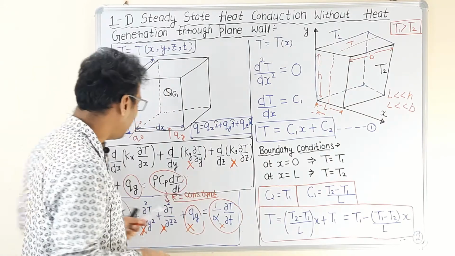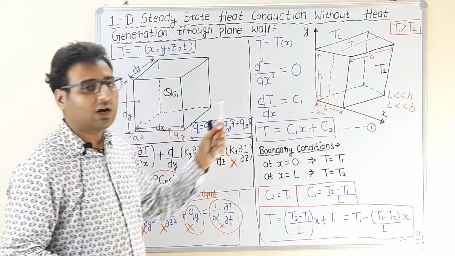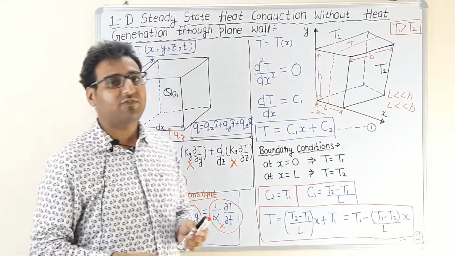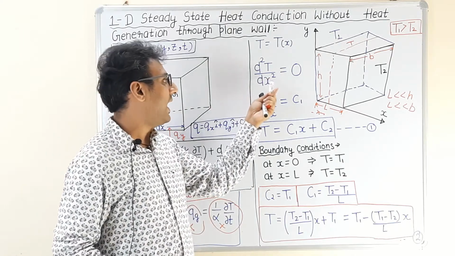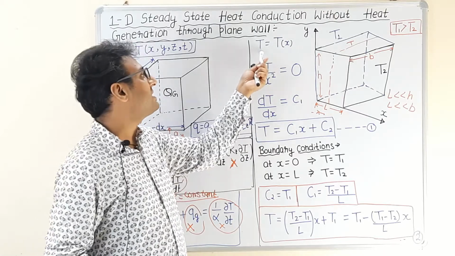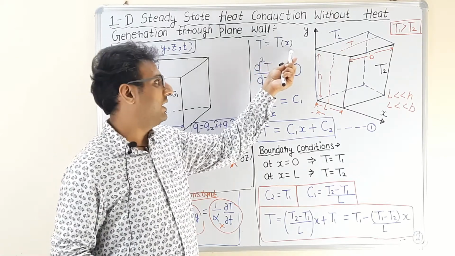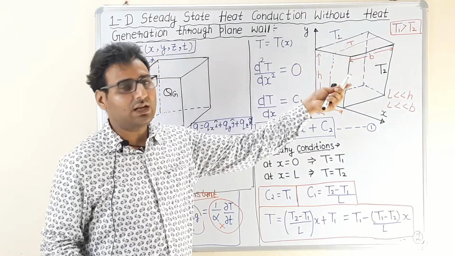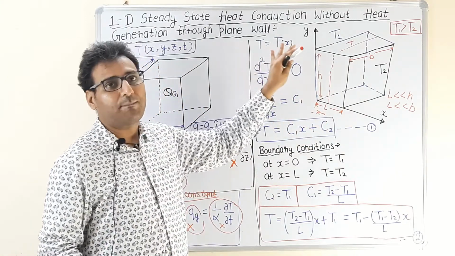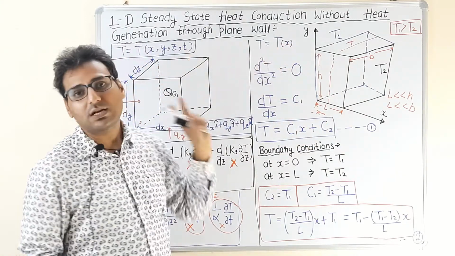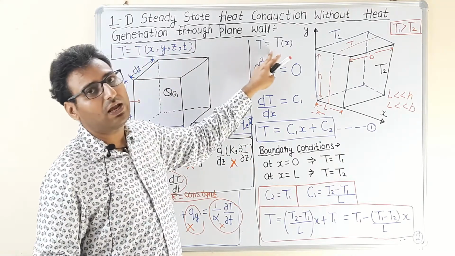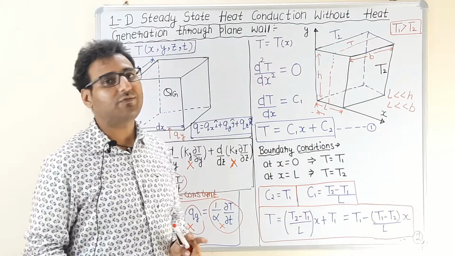As I discussed earlier, for the 1D problem the governing equation is reduced from this to this. Now we are left with d square T upon dx square equal to 0, and I already told you that temperature is a function of x only. Temperature is varying in the x direction, there is no variation of temperature in the y and z directions, and also temperature is not varying with time. So temperature is a function of only one space coordinate, which is x.